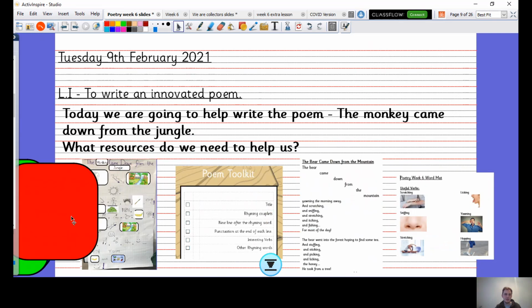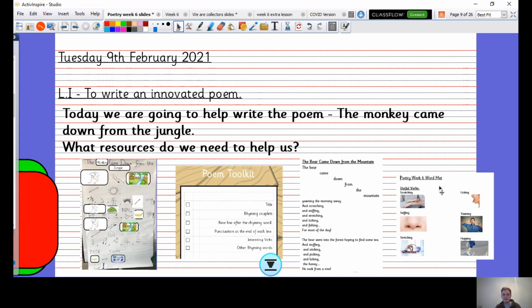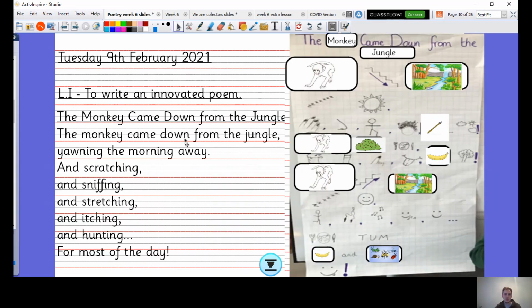And the last thing that we can use is a lovely word mat. Okay, now on this word mat, it's got the key verbs like scratching, sniffing, stretching, licking, yawning, hopping, all those lovely doing words. Okay, so your task today, my friends, is to take those kind of 4 resources, the key one being our text map, and you're going to write your beautiful, beautiful The Monkey Came Down from the Jungle poems and try and make it look like a poem.